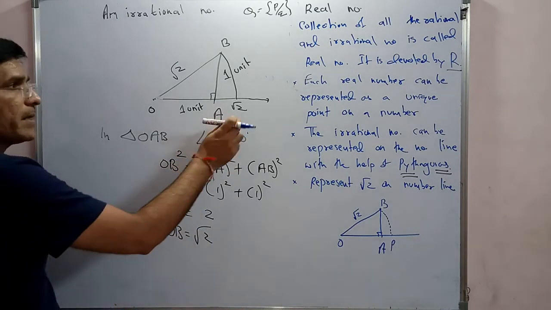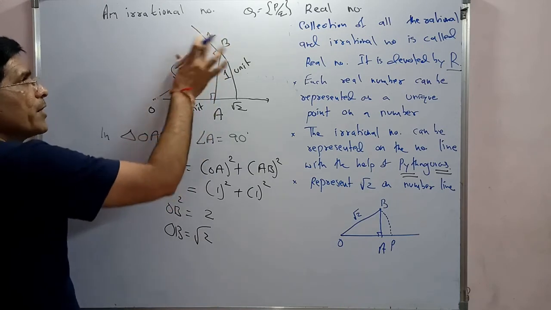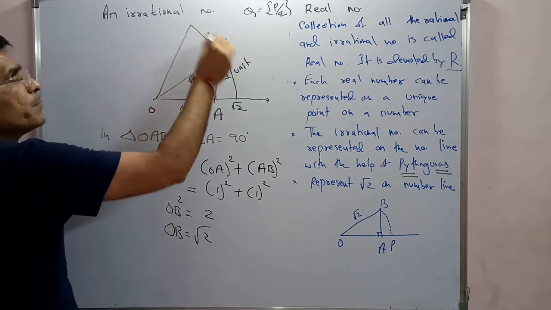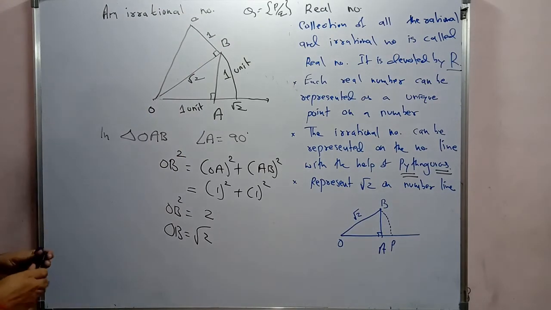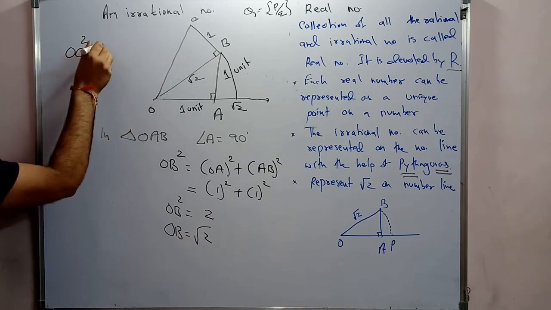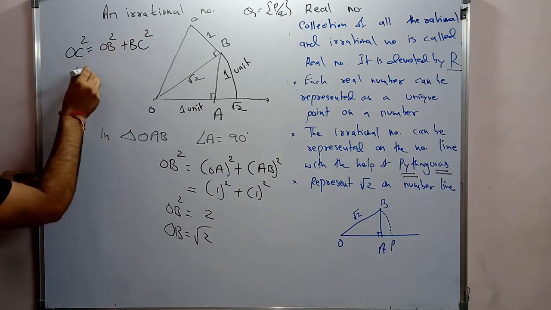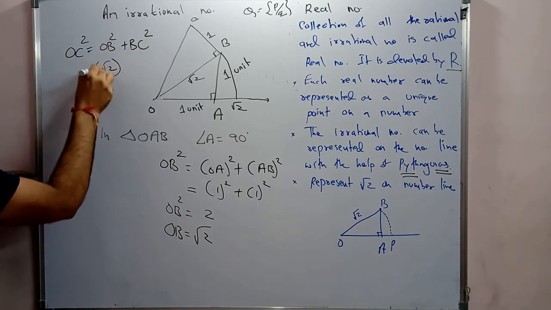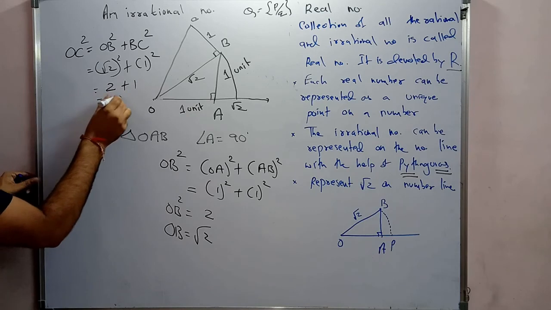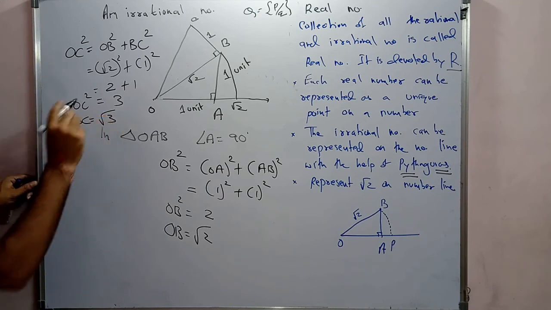So root 3, another method is that we can take again 1 unit here, 1 unit here. Now if I join O, B and C, now you will see that OC square is equal to OB square plus BC square. So OB square, that is root 2 square plus 1 square. Root 2 square is 2 plus 1, that is 3. OC square is equal to 3. Therefore OC is equal to root 3.